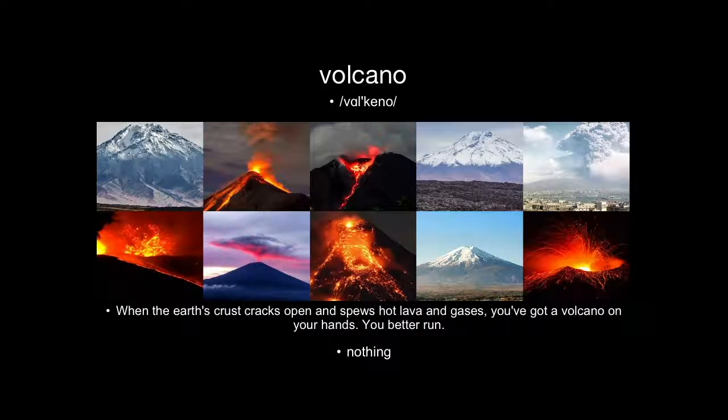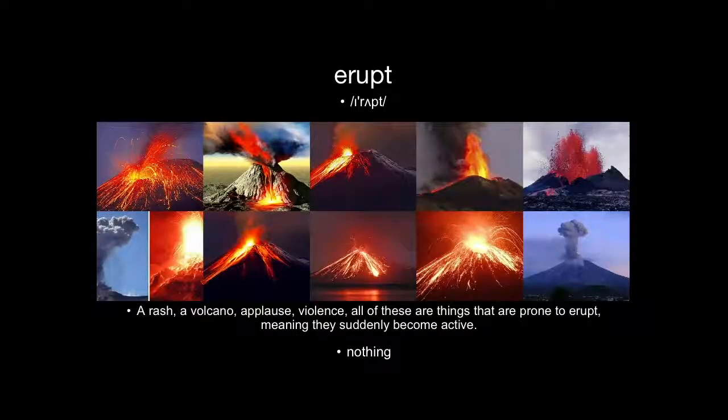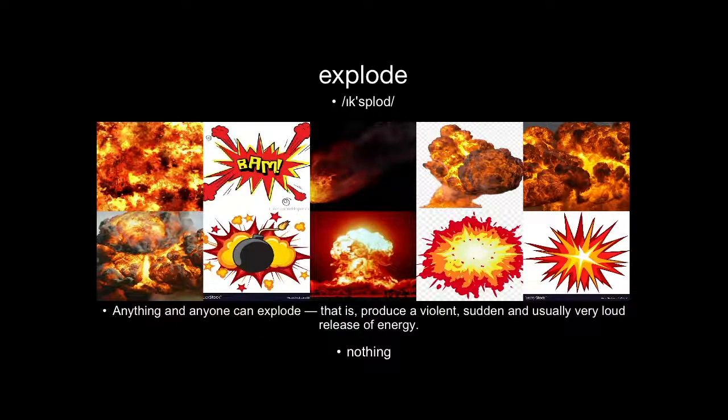Volcano. When the Earth's crust cracks open and spews hot lava and gases, you've got a volcano on your hands. You better run. Erupt. A rash, a volcano, applause, violence, all of these are things that are prone to erupt, meaning they suddenly become active. Explode. Anything and anyone can explode, that is, produce a violent, sudden and usually very loud release of energy.